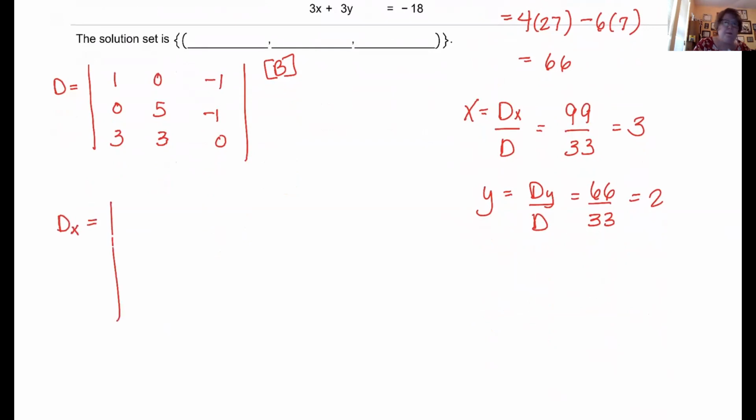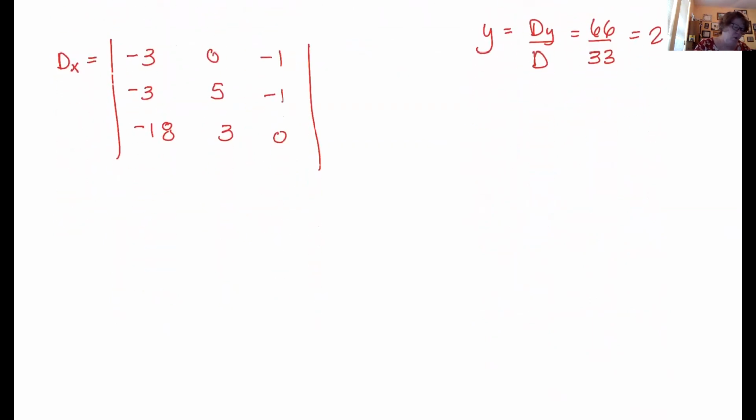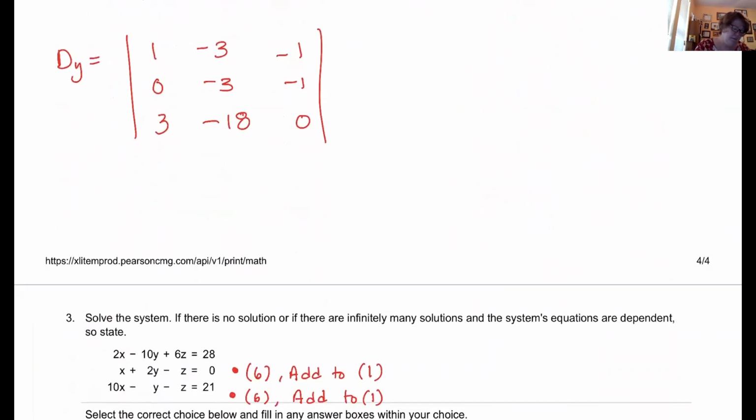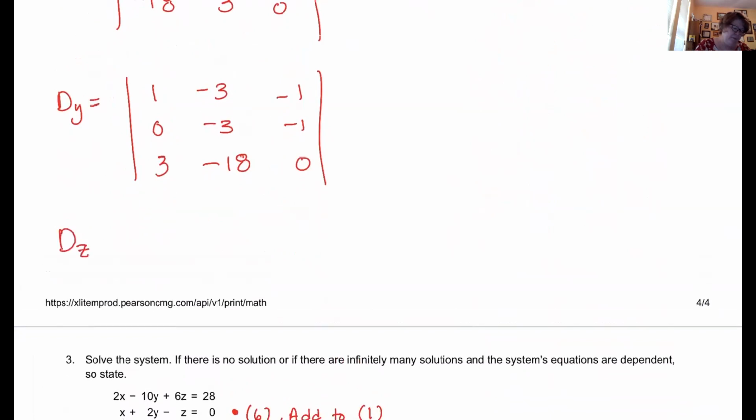What we do is we replace that first column in the previous determinant with the constants. And then the other 2 columns are the same. And d sub y, we take that determinant d and we replace the second column, the y column, with the constants. And d sub z, we take that determinant d and we replace the last column, the z column, with the constants.